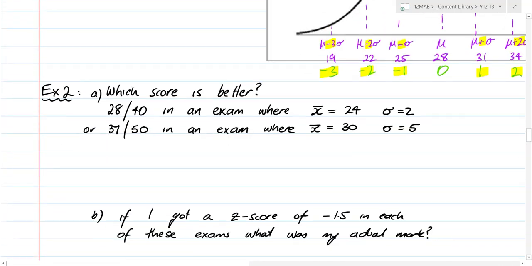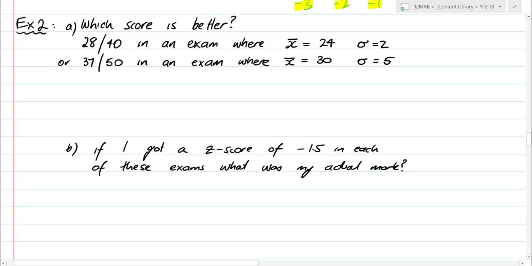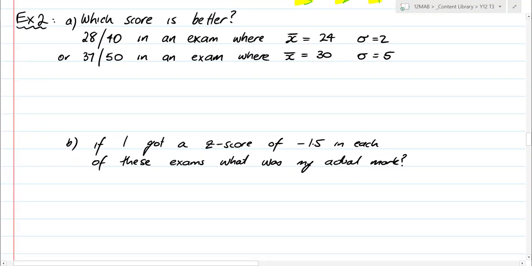So here's my question. Example 2: which score is better? 28 out of 40 in an exam where the mean is 24 and the standard deviation is 2, or 37 out of 50 in an exam where the mean is 30 and the standard deviation is 5. And then I've got a z-score question below that. So I want to know which of those scores is better, and we're going to work through that now.